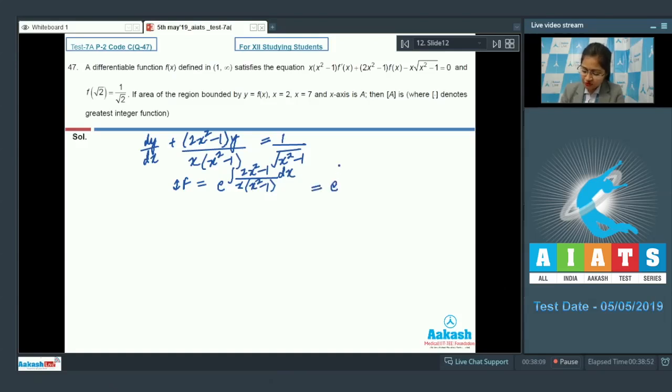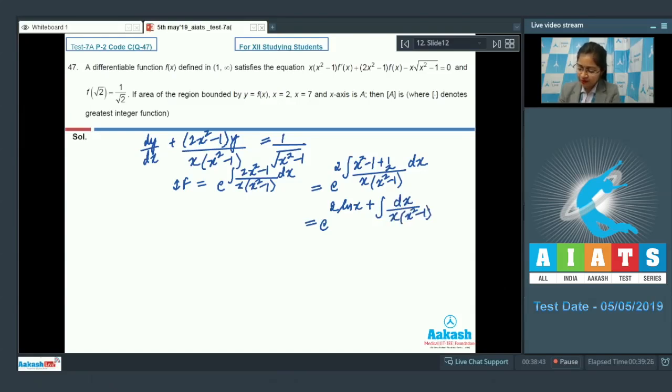So this can be written equal to e raised to the power, taking 2 common, we will get x square minus half in the numerator, that can be written as x square minus 1 plus half divided by x into (x square minus 1) dx. So this is equal to e raised to the power 2 times integration of 1 by x, that is ln x, plus 1 by 2 will be cancelled with 2. So we have integration of dx divided by x into (x square minus 1).